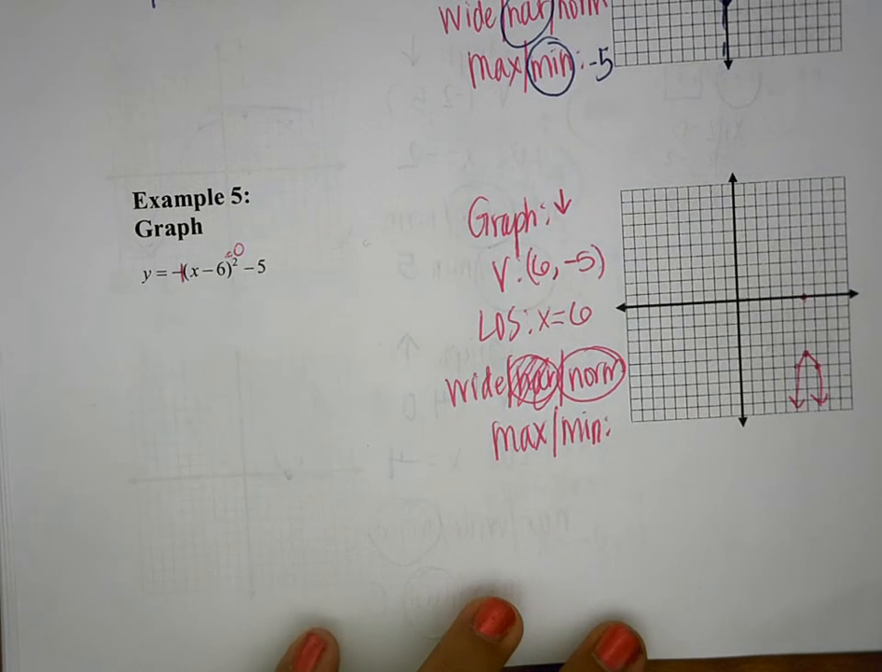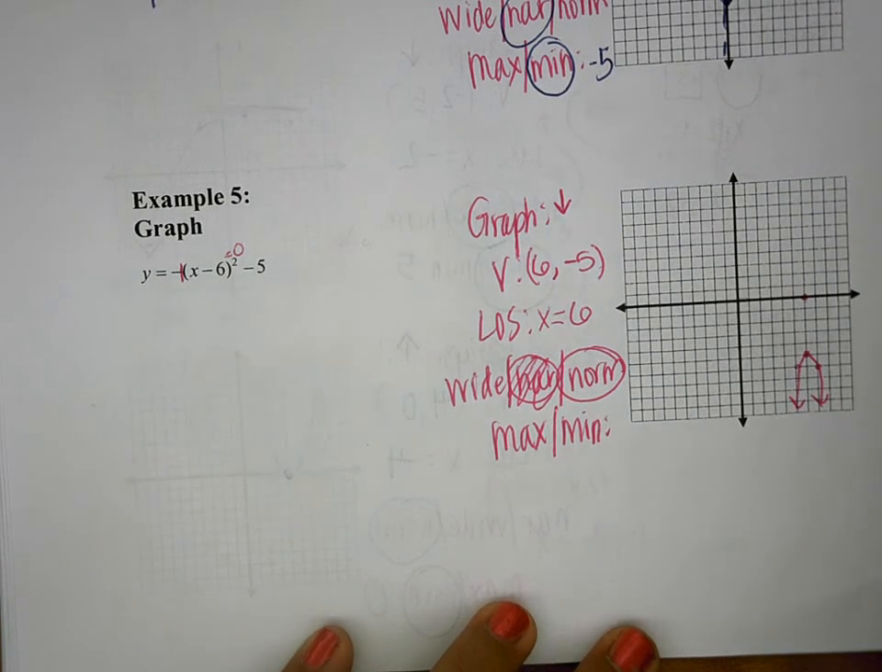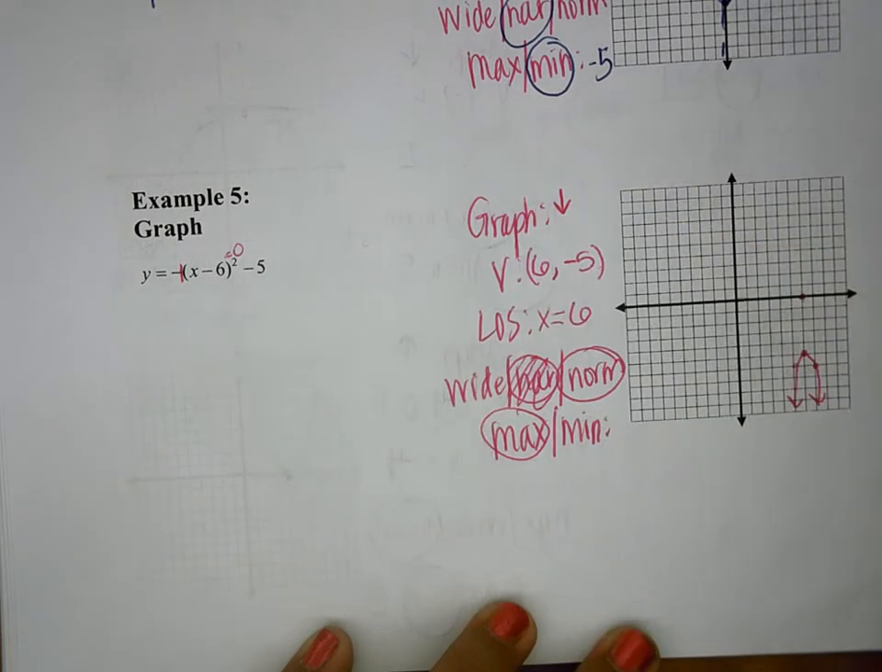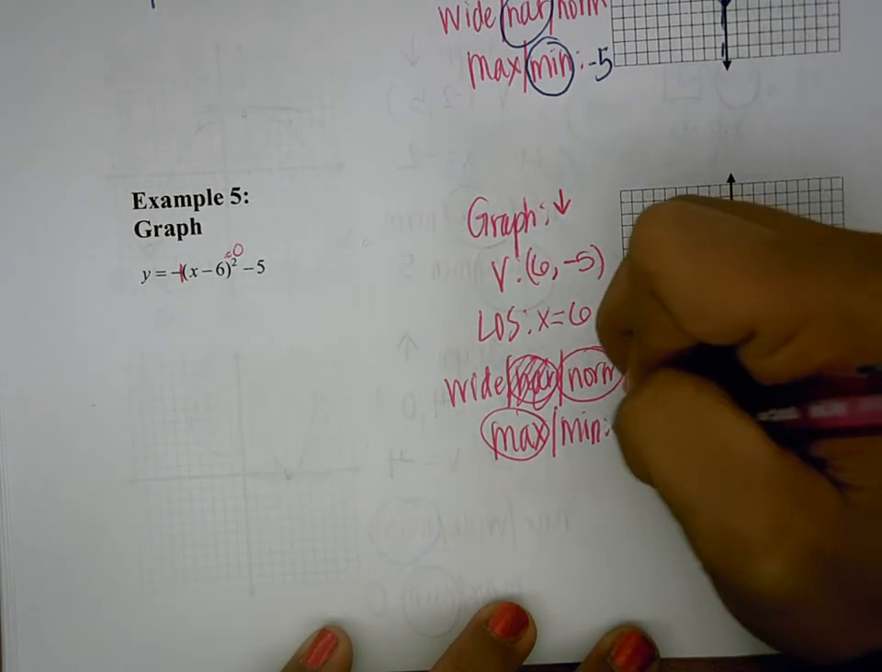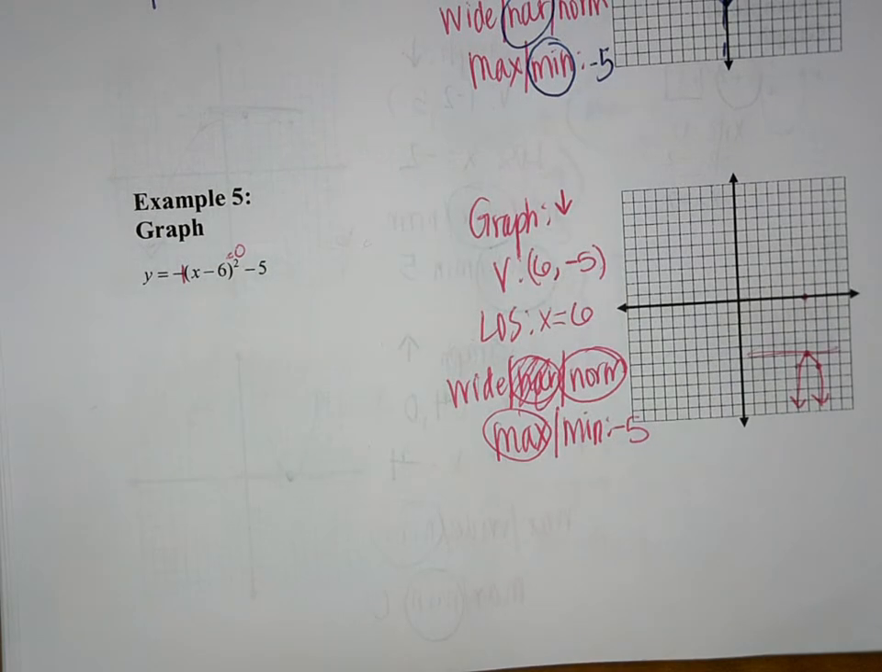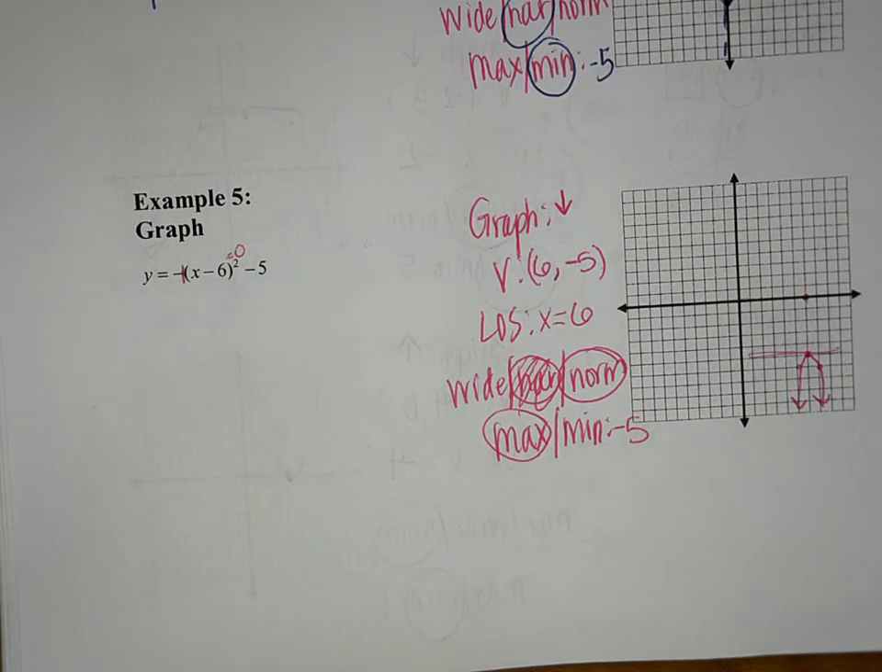Okay, and then is that a maximum or minimum value? Max, because everything else is smaller. And what is that max value? -5 is correct. Perfect. Do we have any questions on this? Yeah, give me your hand.